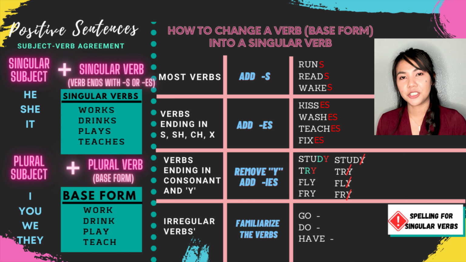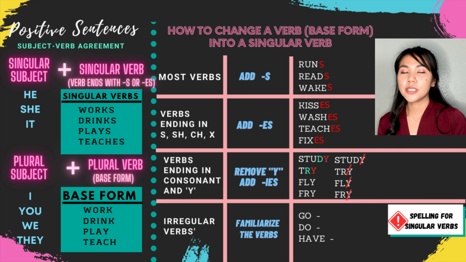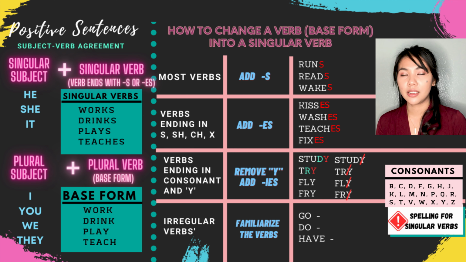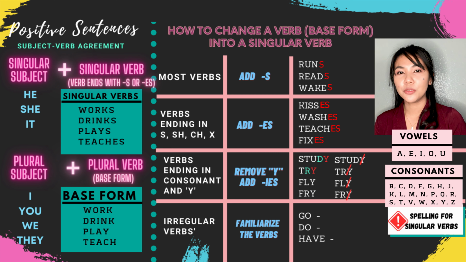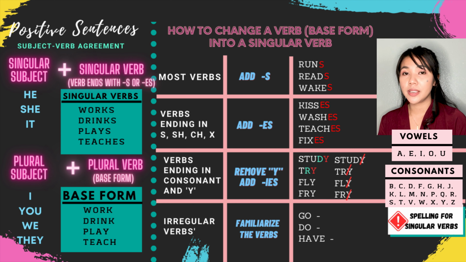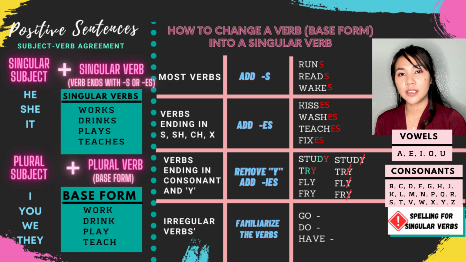So that's another change. Another one is verbs ending in consonant and y. So what do you mean by that? Just look at the verb study. Study ends with y, and before y, there is a consonant. So what's a consonant? Any letters in the alphabet that isn't a vowel is a consonant. A vowel in English is a, e, i, o, or u. Everything else such as B, C, D, F, G, etc., these are all consonants. So D in the word study is a consonant.